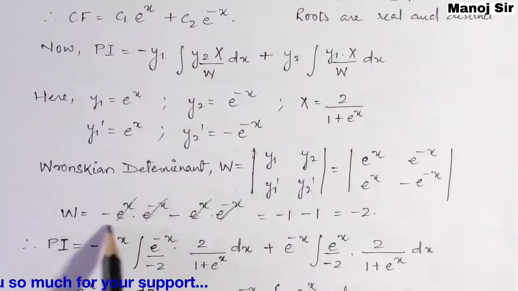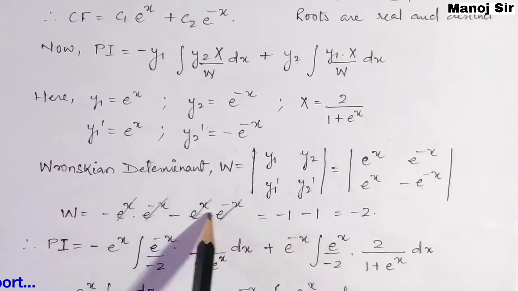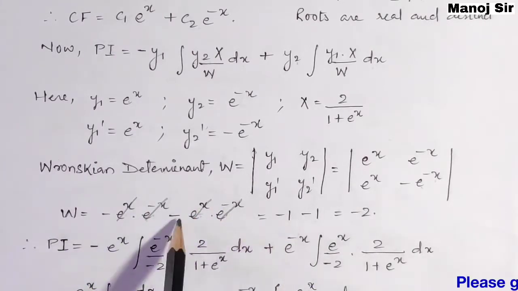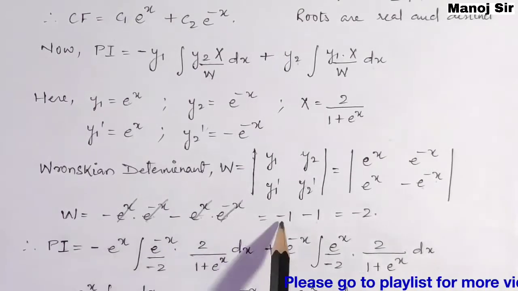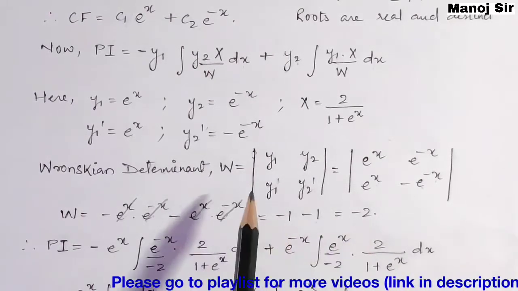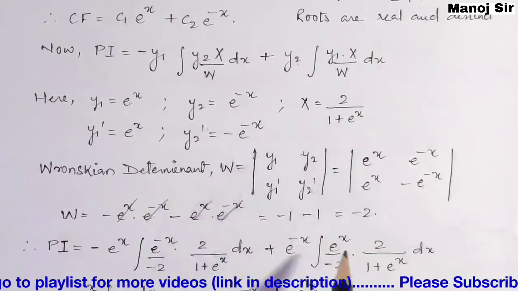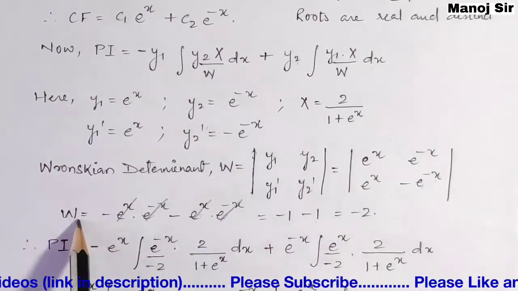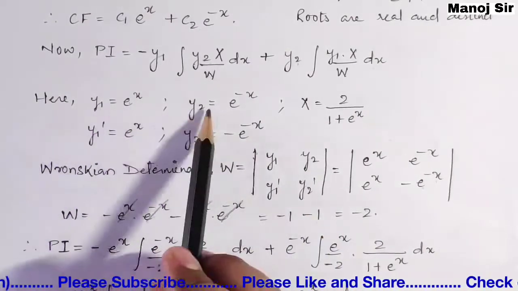If you cancel both, what is left? That is minus 1, and since both are cancelled, what is left here is also minus 1. So W equals minus 1 minus 1, that is minus 2. So here we have the value of capital W, that is minus 2, and y1, y2.